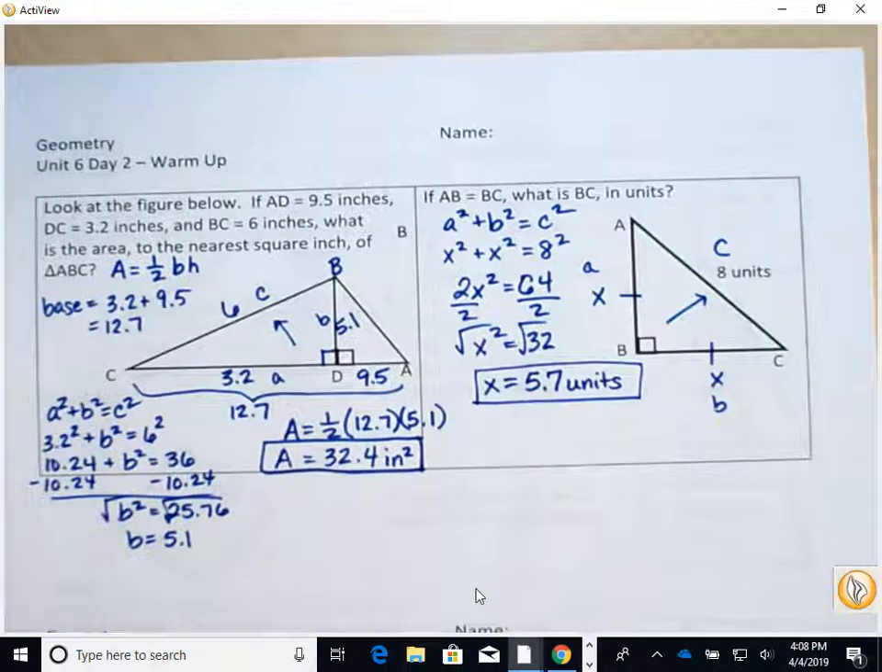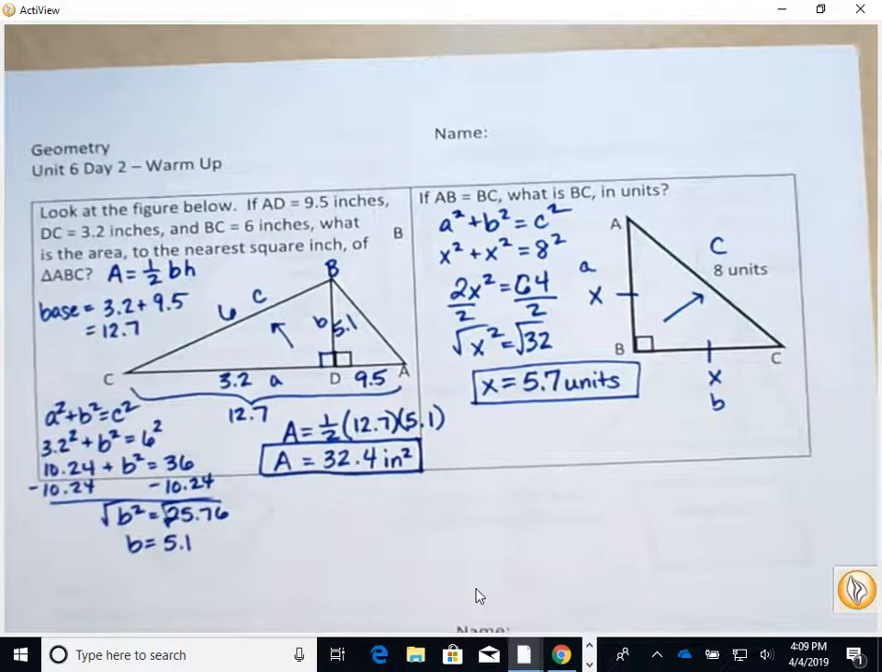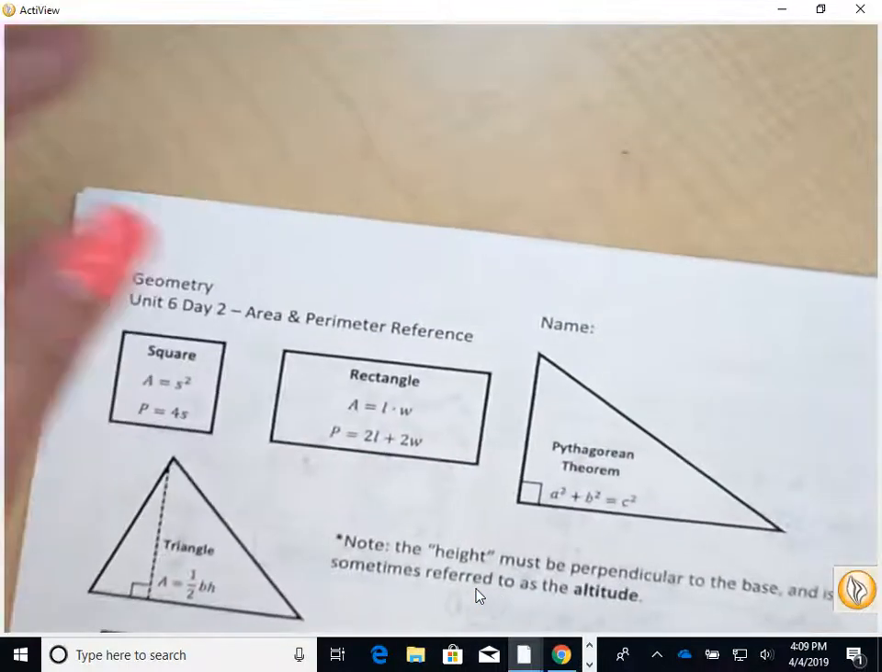All right, and there's your warm-up. So that's a little review, a little bit challenging questions. These would be great test questions, FYI, or quiz questions of what we learned last class. All right, next page is a good reference sheet telling you all kinds of formulas.